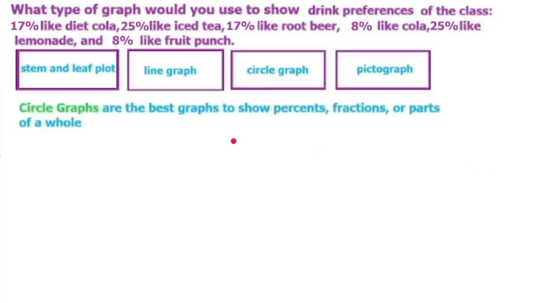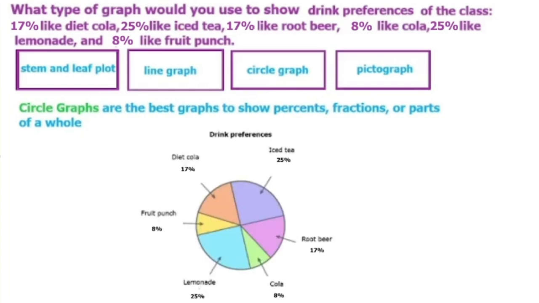So circle graphs are the best graphs to show percents, fractions, or parts of a whole. And here, this is what we have. We have a whole bunch of percentages here that we can show on a circle graph. And this is how it would look. So these are the drink preferences. So iced tea would be 25%, root beer 17%, cola is 8%, lemonade is 25%, fruit punch is 8%, diet cola is 17%. So that's basically it for this problem.